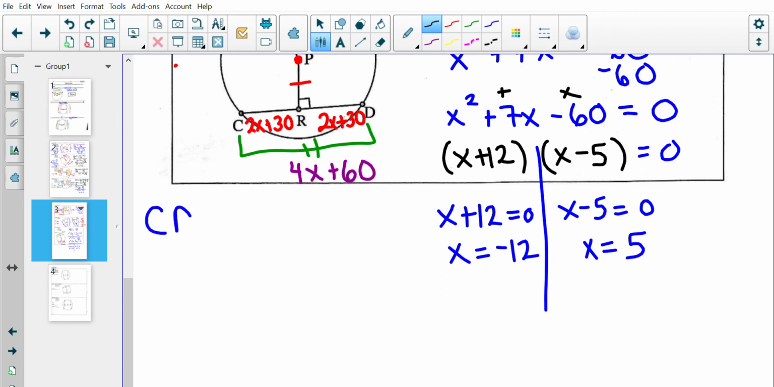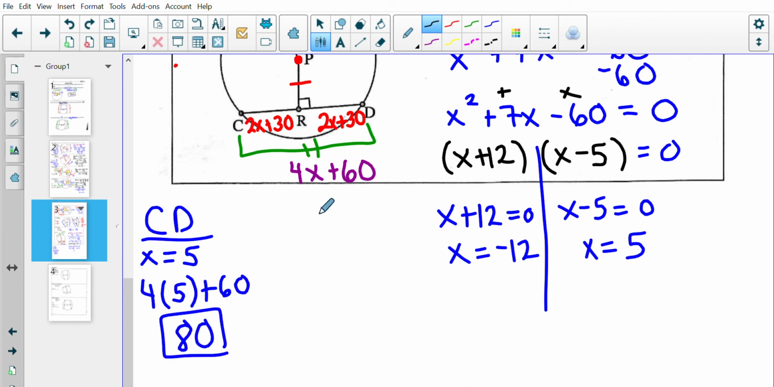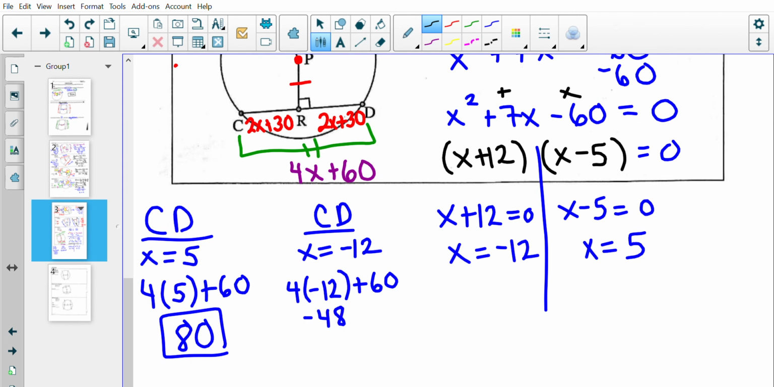So CD, when x is equal to 5, is going to be 4 times 5 plus 60, which is 80 units long. And CD, when x is equal to negative 12, is going to be 4 times negative 12 plus 60, which is a negative 48 plus 60, and that gives us a positive 12. So we have two answers for CD.